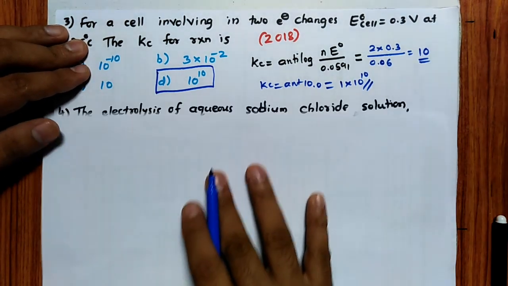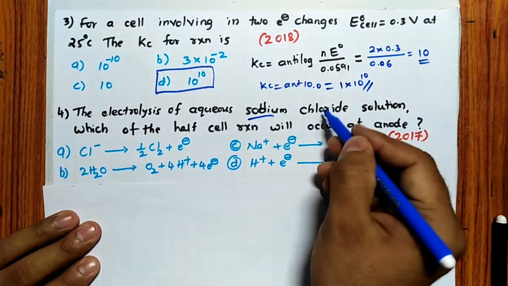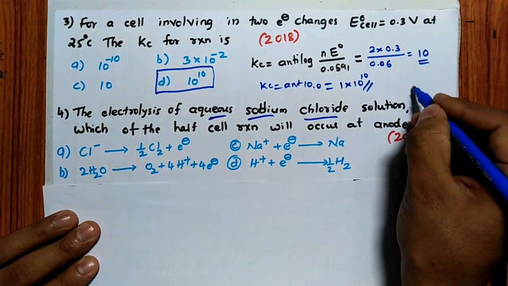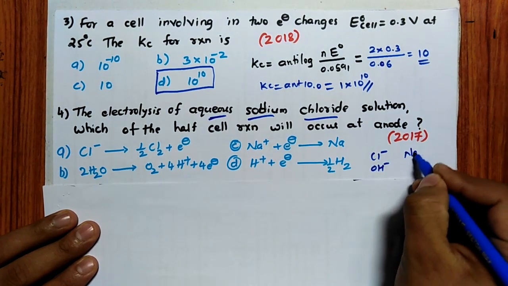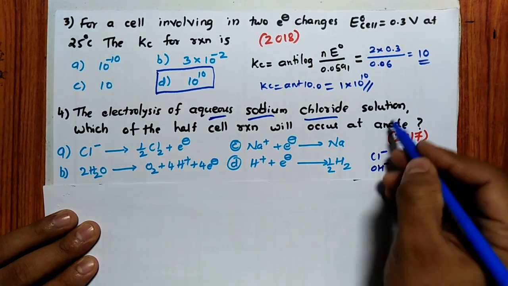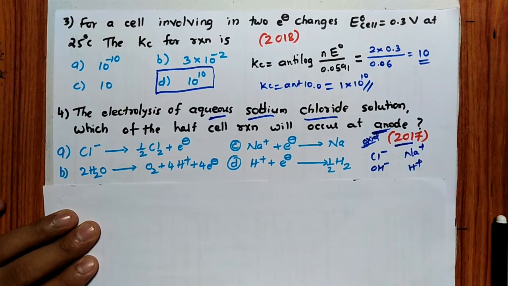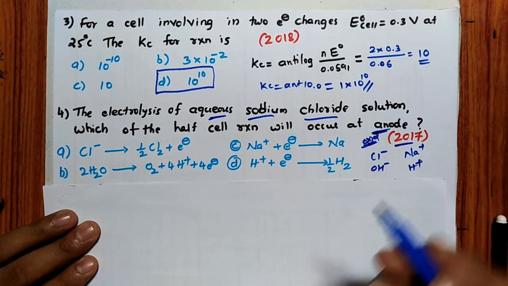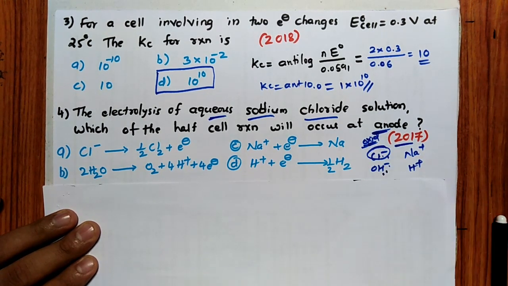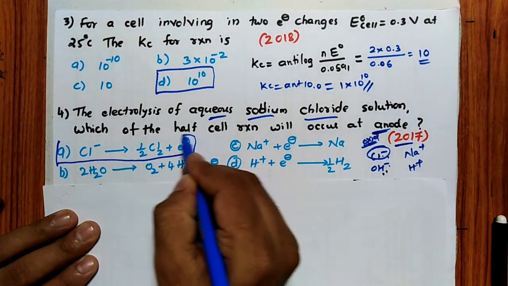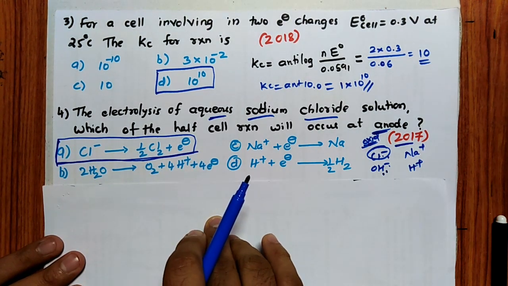Now, the fourth question. Electrolysis of aqueous sodium chloride. Aqueous means there will be Cl minus ion, OH minus ion, Na plus, H plus. Occurring at the anode. Anode means oxidation takes place, right? 2017 asked question. In oxidation, which one will go and deposit? Which one is having less discharge potential? Cl minus. So the answer for this particular question is A. It is under product of electrolysis, remember. The fourth question answer is A.